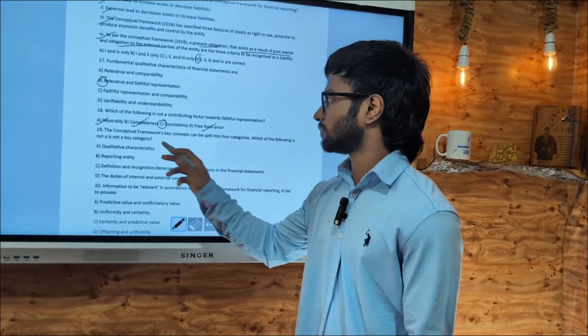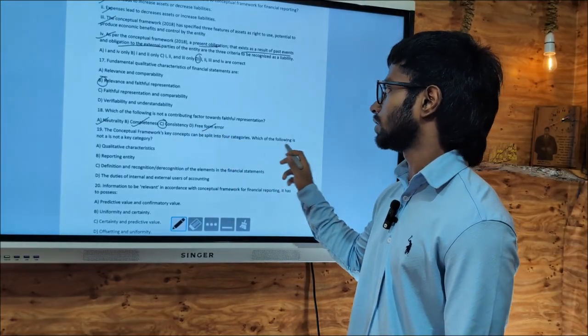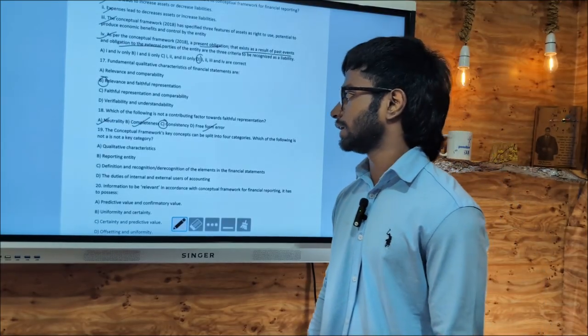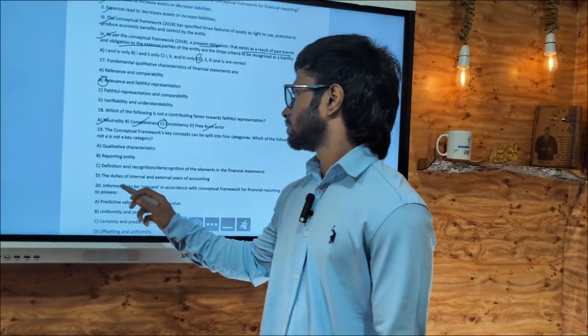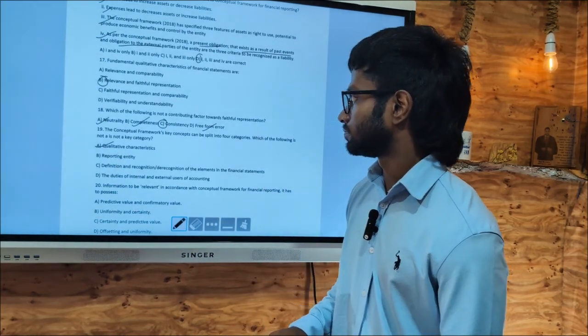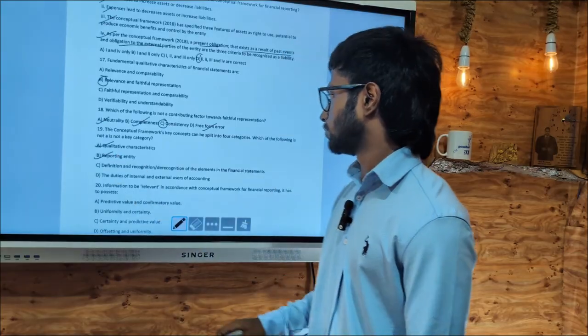Next, you have the conceptual framework. Key concepts can be split into 4 categories. Which of the following is not a category? Here, qualitative characteristics, that comes. Reporting entity, that also counts.